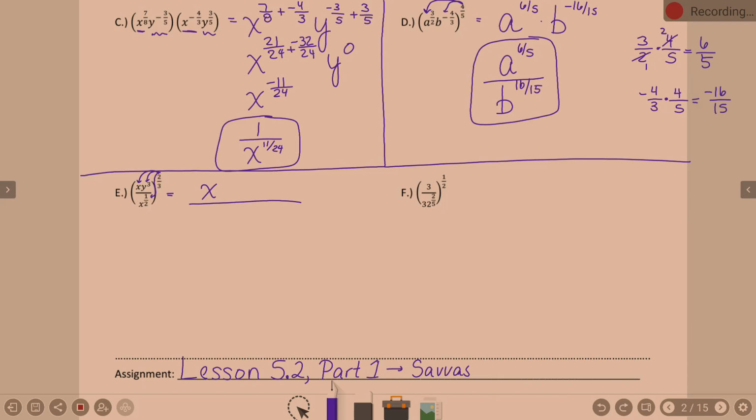2/3. X to the 2/3. Y to the what? I don't know. What do we do to get the power on Y? What do we do, Hayden? 3/1 times 2. Yeah, you're going to take the 3 and the 2/3 and we're going to multiply.